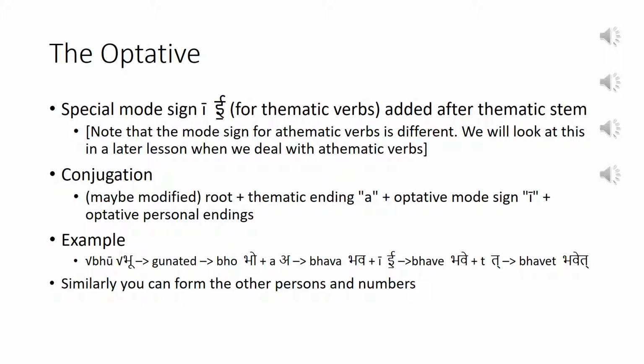As an example, let us take the optative active third person singular of class 1 thematic root bhu. Bhu, when gunated, gives bho. You add the thematic ending a, you get bhava. Then you add the mode sign e to get bhave. Then you add the ending t to get bhavet. Similarly, you can form the other persons and numbers.